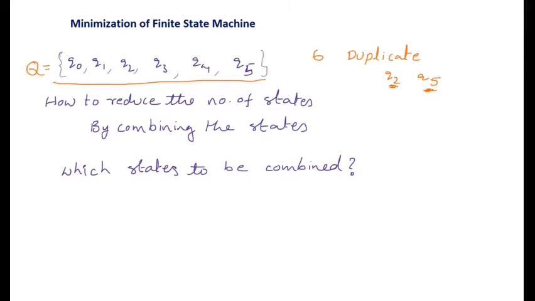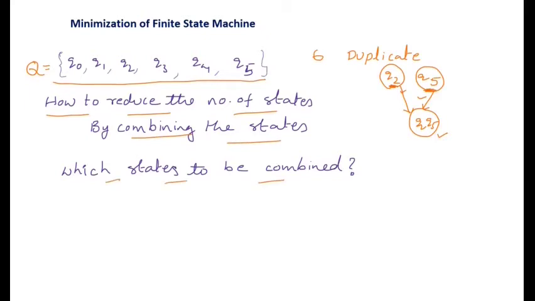Since these two are duplicate states, instead of writing Q2 and Q5 separately, they can be combined and written as a single state. That means we reduce the number of states by combining the states. And the very next question which arises is which states to be combined. Let's get into the procedure to find the duplicate states.